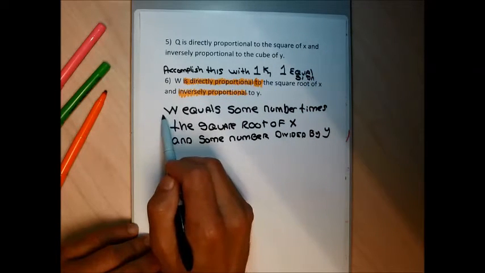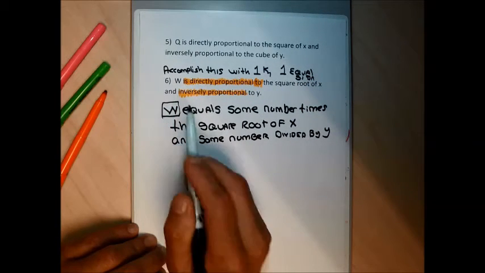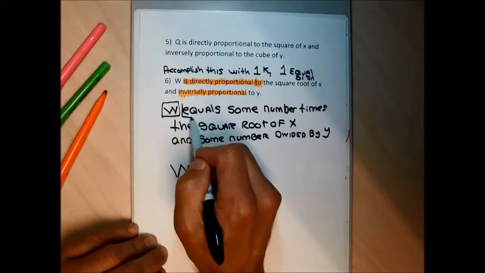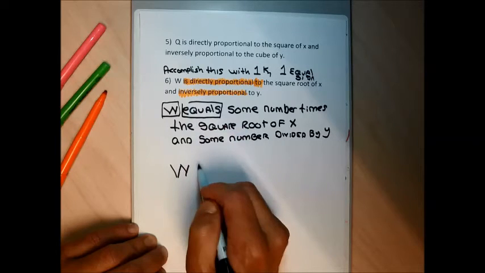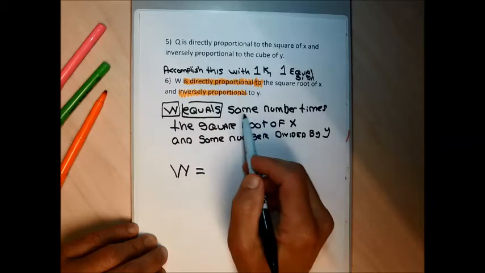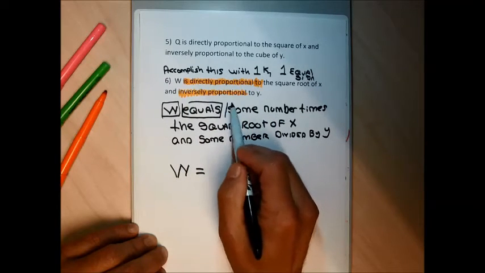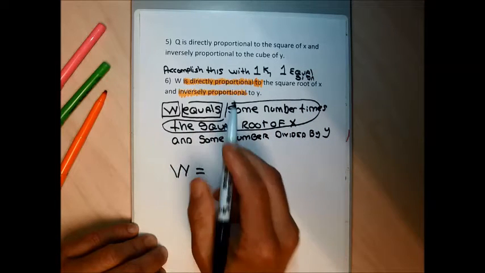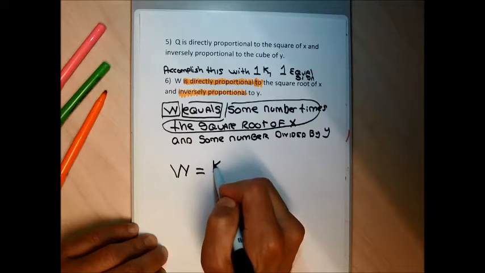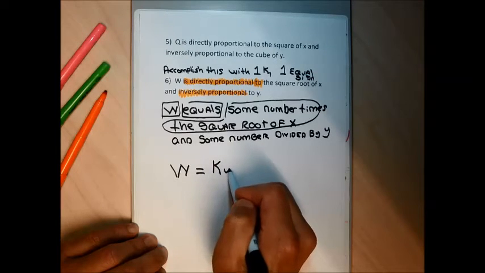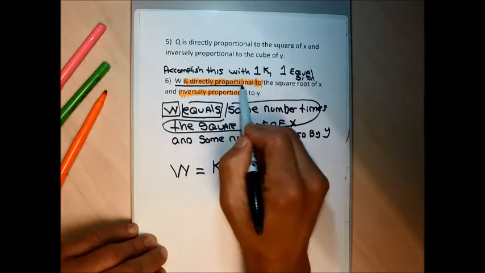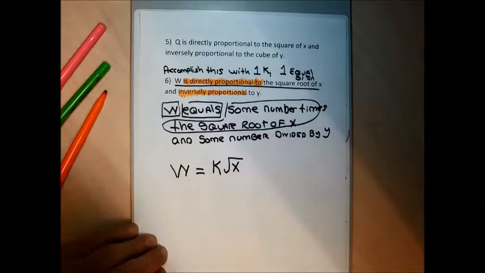So the W part is going to be just fine. When I go to write my equation, I'm going to write the letter W. For the equals, I'm going to write an equal sign. For the some number times the square root of x, that's going to go, some number is k, times the square root of x is going to be followed by a square root of x. That's the beginning part, that W is directly proportional to the square root of x.